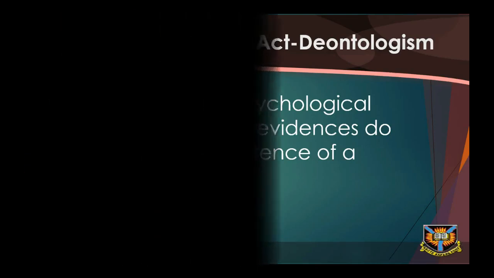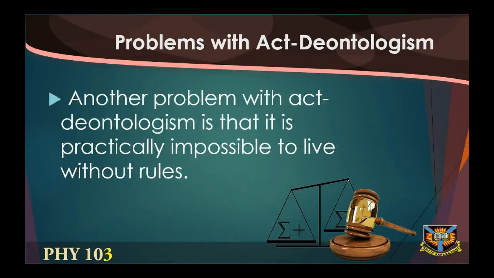general rule to them. Another problem with Act-Deontologism is that it is practically impossible to live without rules because we cannot always put in the time and effort required to judge each situation anew. Also, moral rules are needed in the process of moral education. For example, children are taught to discern between the morally good and the morally bad actions through the application of moral rules.